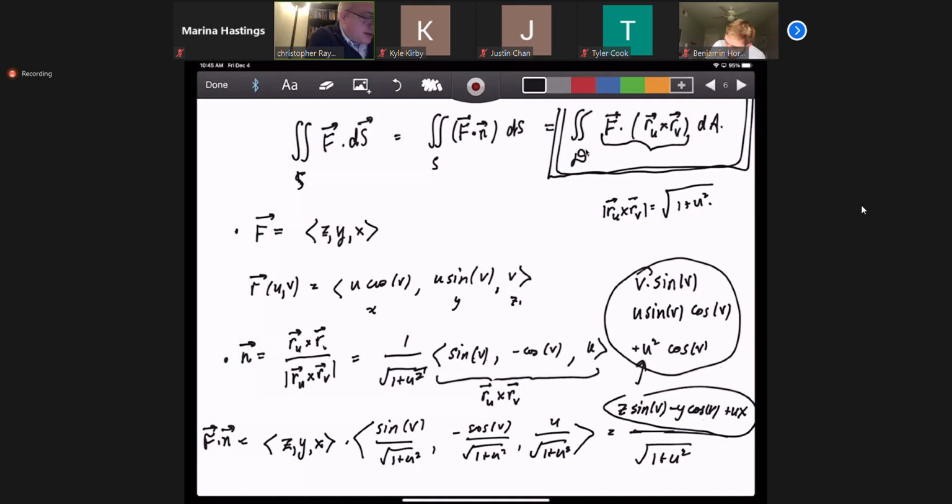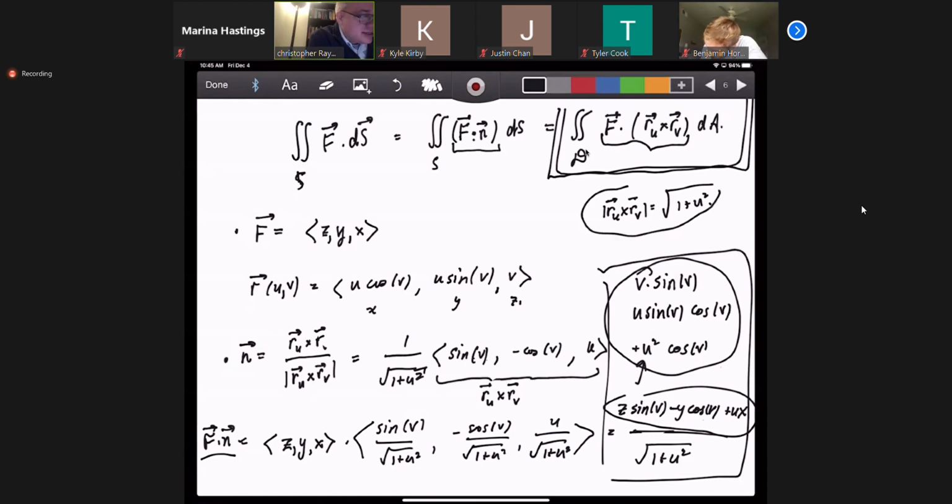So f dot n has this division by the square root terms in with u and v in the integrand here, right? This thing is what we need over here, and we've got that result over here. This is not so easy to integrate, or not so easy to deal with directly because of the division by the square root of 1 plus u squared, but we don't have to deal with it directly. We want to convert it to the double integral over D.